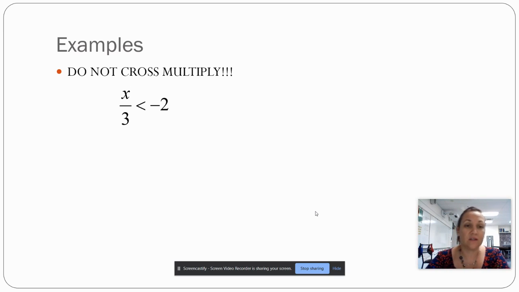Instead, in a problem like this, where it says x divided by 3, I would do the opposite of division, which is multiplication. So I'll be multiplying both sides by 3.